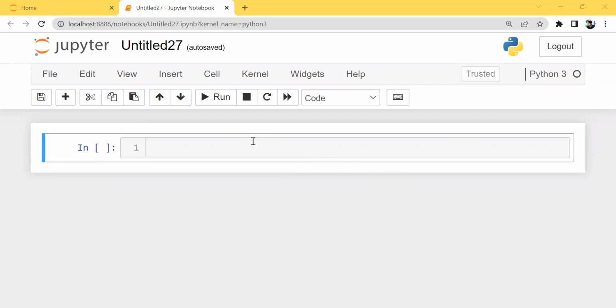Today I'm going to teach you the implementation part of linear regression. In this video, I'll be importing the miles per gallon of a car dataset.